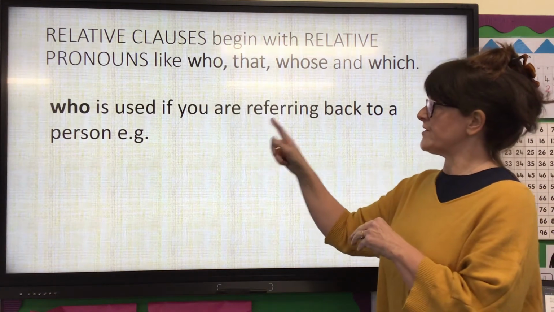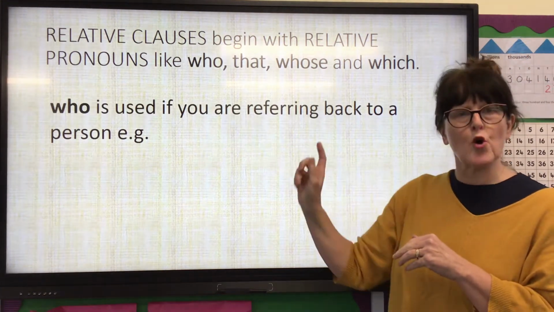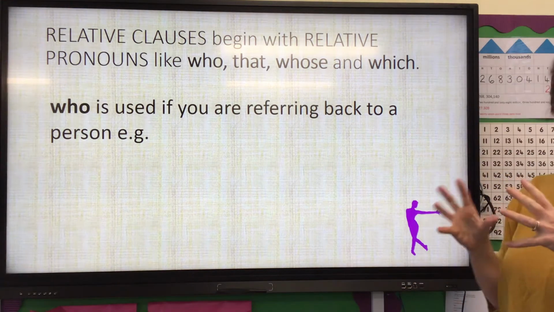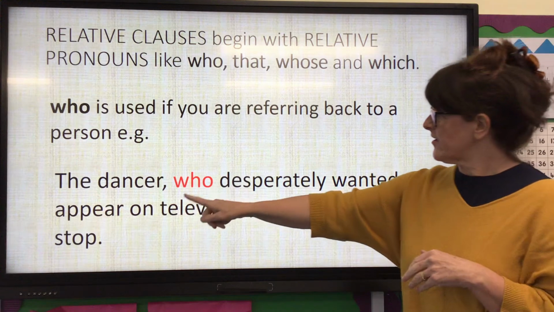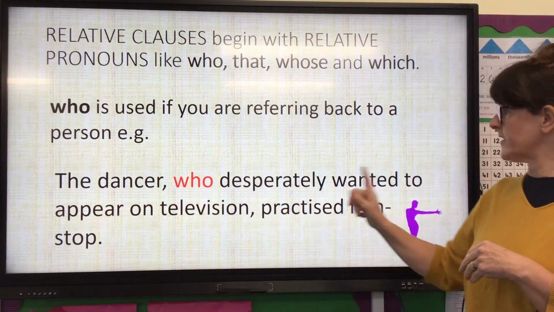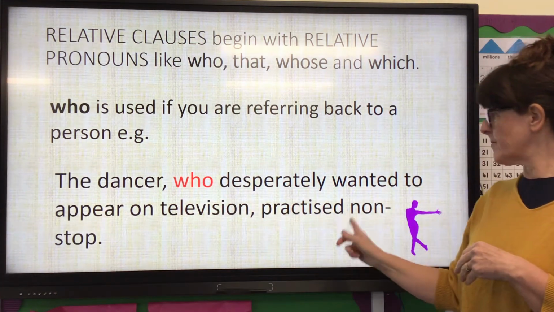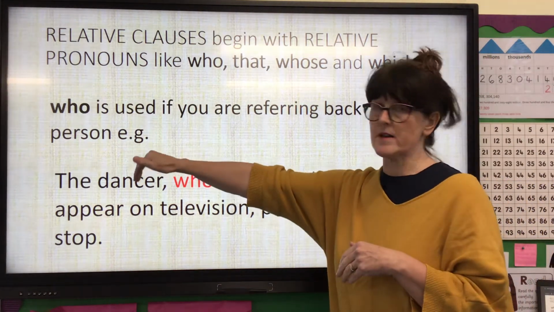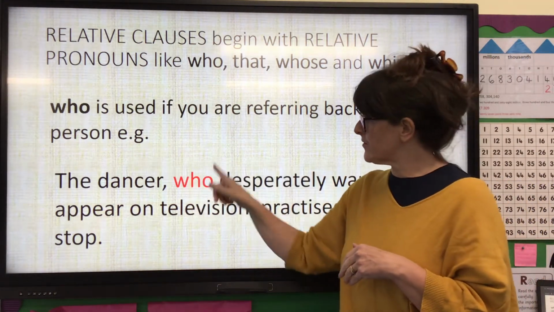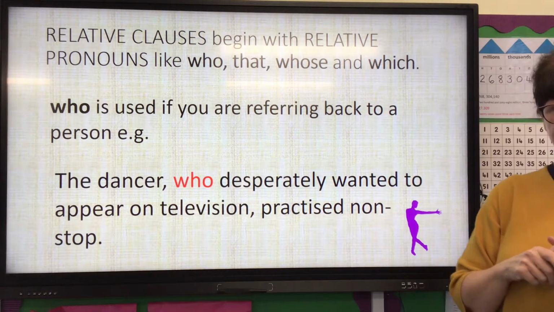Who is used if you're referring back or linking to an actual person. For example, the dancer who desperately wanted to appear on television practiced non-stop. We're referring back to a person, a human, so we use the relative pronoun who.